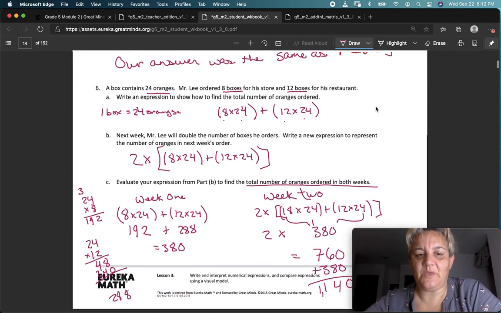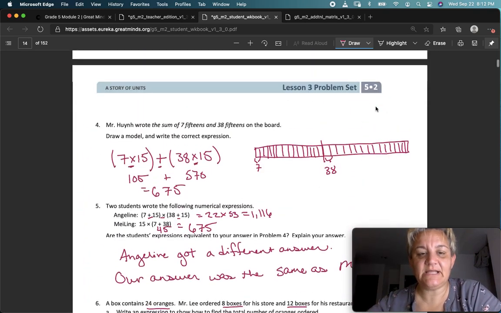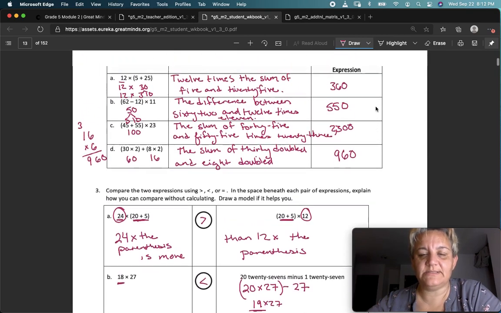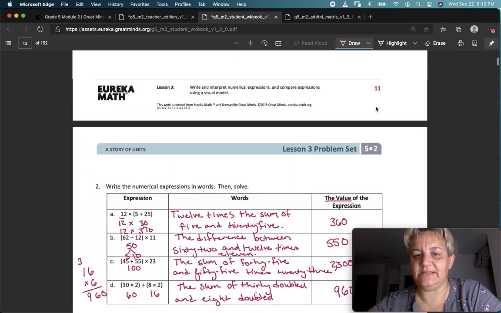Very good. Okay, I hope that you're getting this. If you don't know how to write numbers in words, practice that, please.